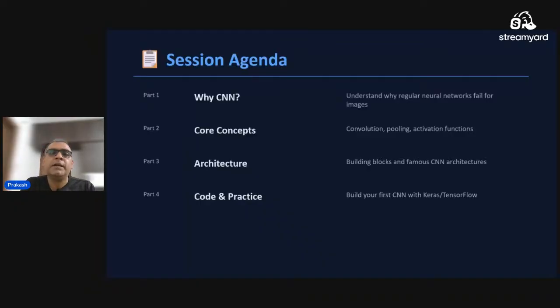We will understand that while a regular ANN is good for any regular text-based or number-based training, it may not be that good for images, and that's when CNN comes into the picture. We'll understand some concepts which are part of CNN: convolution, pooling, and activation functions, followed by architecture and some good practices.